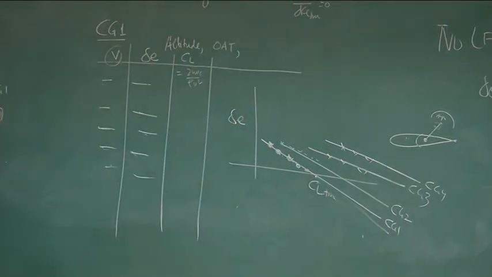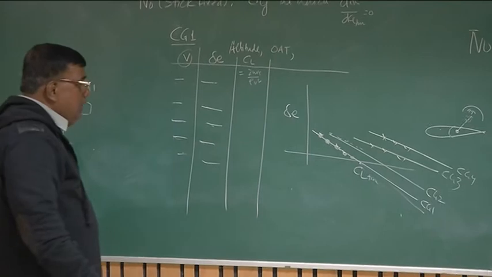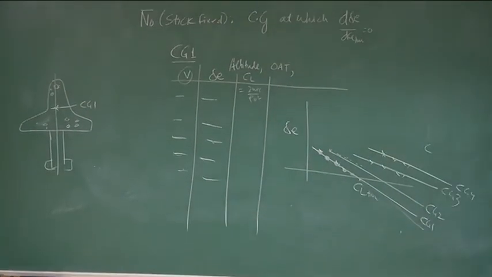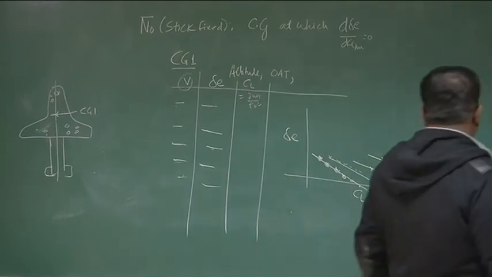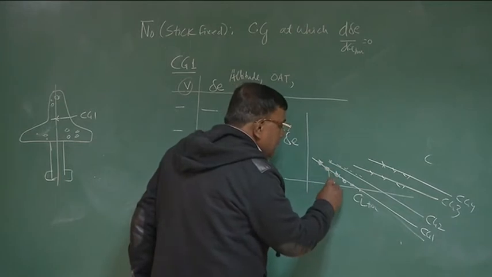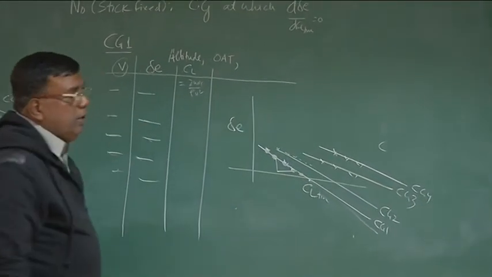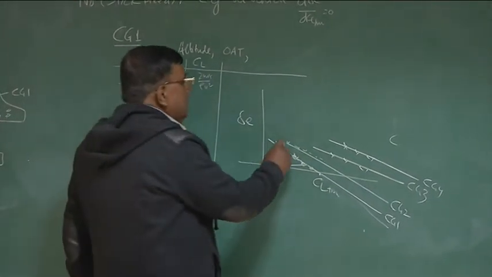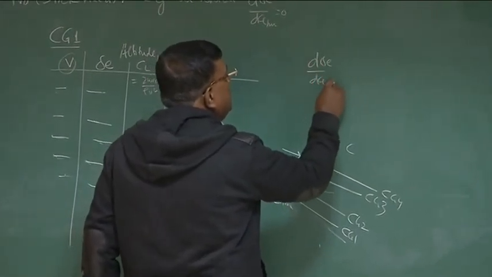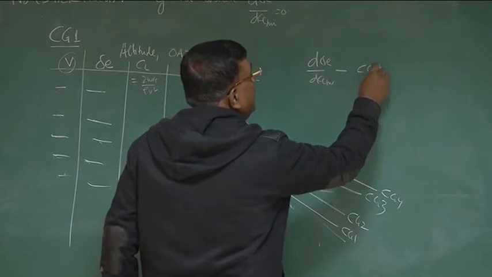So this data you have generated. Now what you have to do? You have to find the CG location for which d delta E by dCL trim is 0. So what is the way? You take each graph, take their slope. So what will the slope give you? This is nothing but d delta E by dCL trim for CG1.